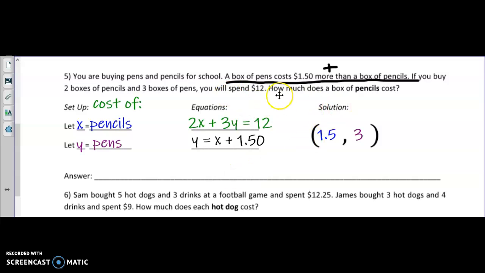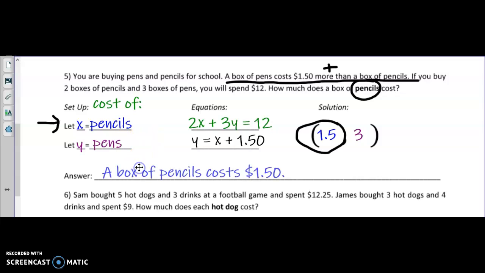It says, how much does a box of pencils cost? So pencils is my X value. So that would be the first part of the point. So therefore, a box of pencils costs $1.50.